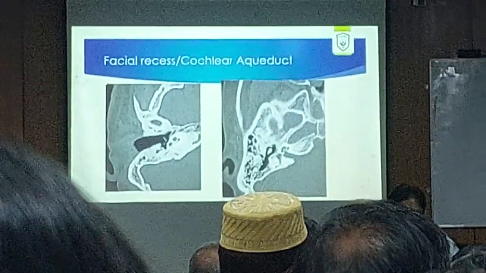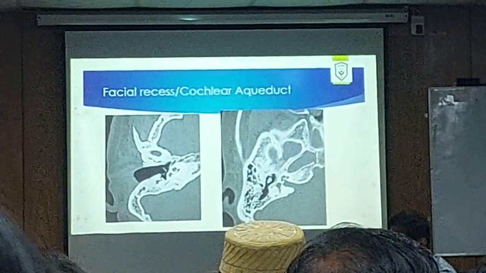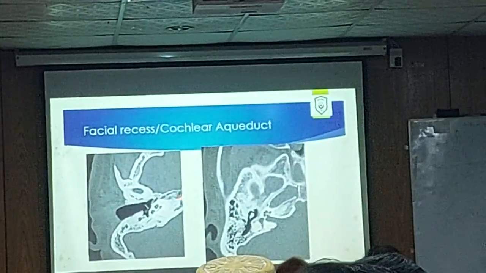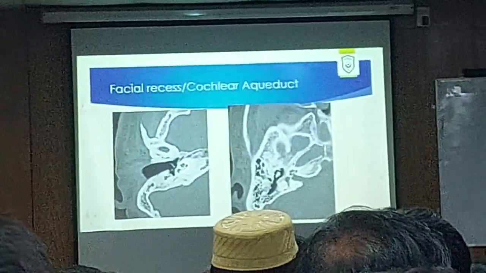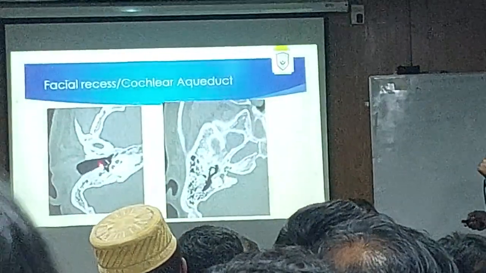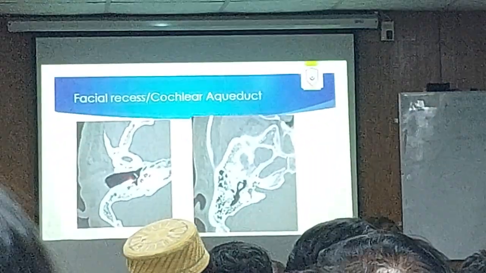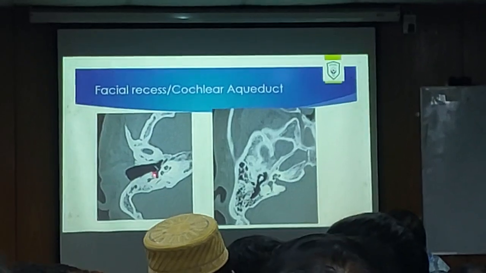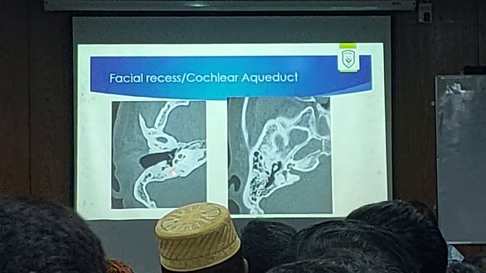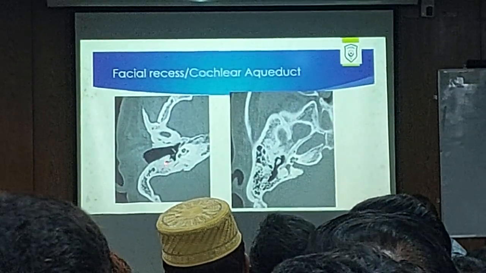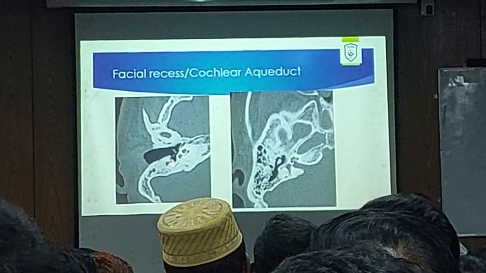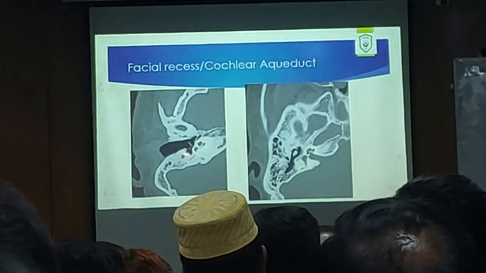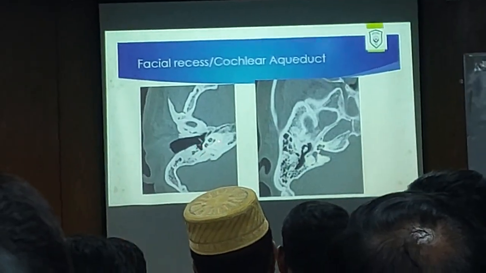Already I have mentioned the facial recess area. So the facial recess area can be assessed in the coronal and axial sections. Again, this is the chorda tympani nerve. The posterior semicircular canal. This is the vertical segment of the facial nerve. So this is the facial recess and this is the sinus tympani.